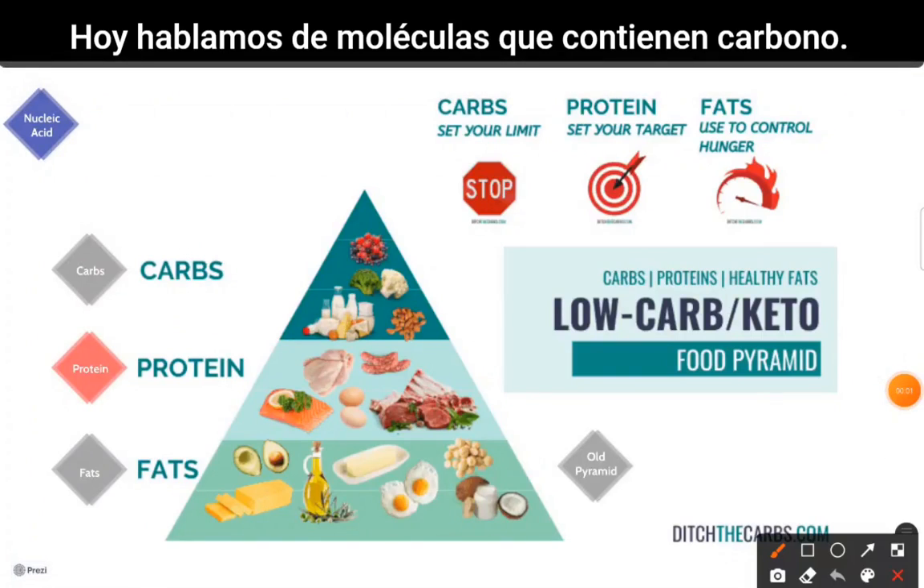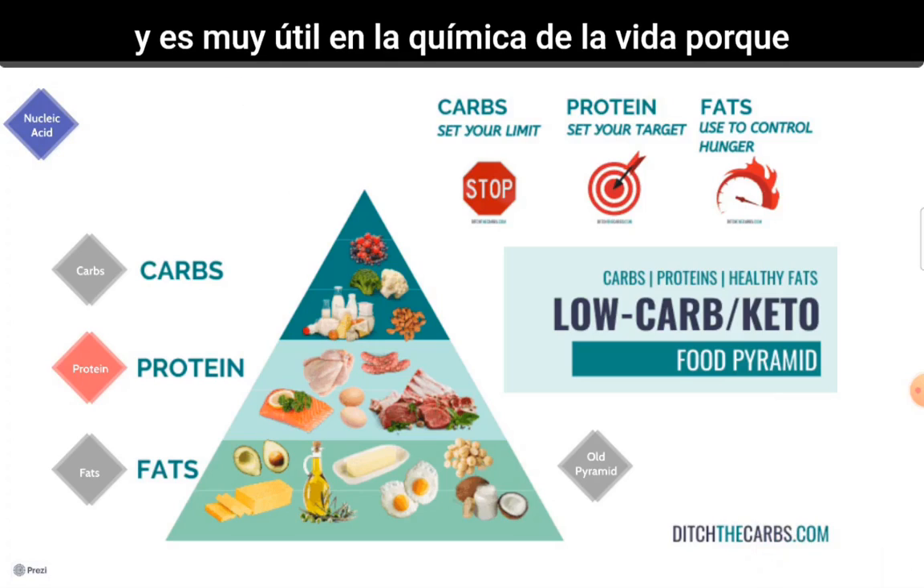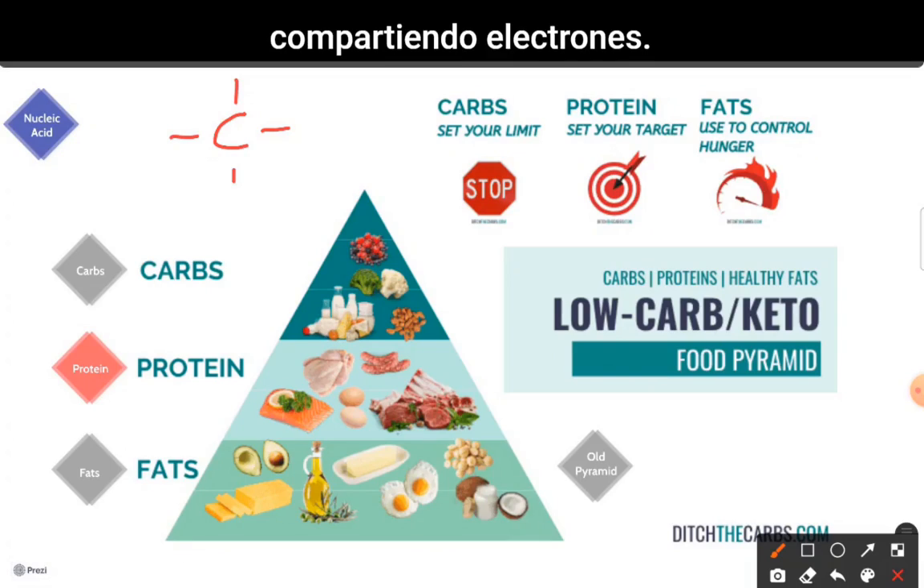Today we're talking about carbon-containing molecules. So carbon has an atomic mass of 12, an atomic number of 6, and it's very useful in the chemistry of life because it has 4 points that it can attach to other things through sharing electrons.